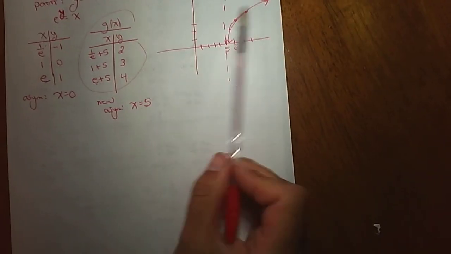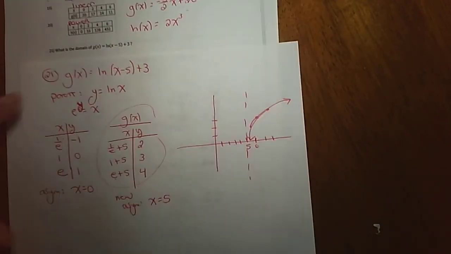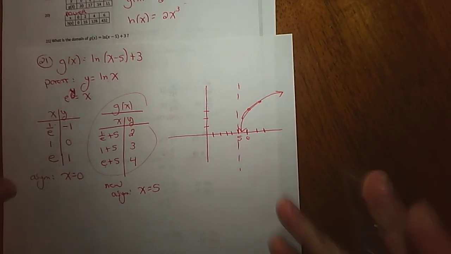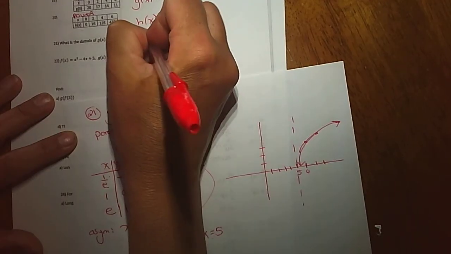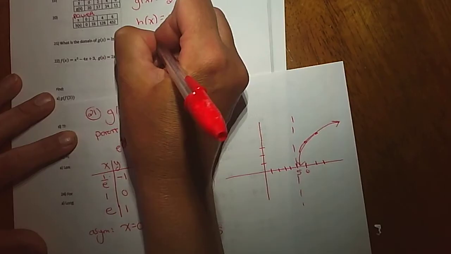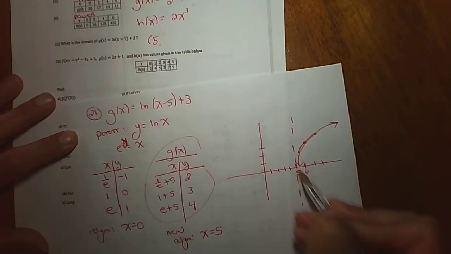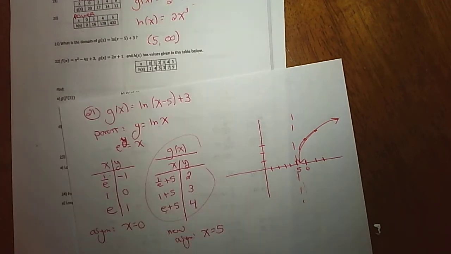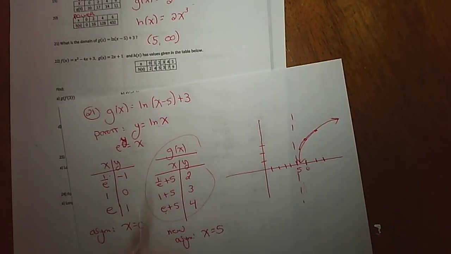So if you can get the graph, it makes finding the domain now for the logs a little easier. What would the domain of this be? Well, we're not touching the 5, right? We're starting from the 5, but not quite reaching it, and then we're going towards positive infinity. So that is my domain for number 21.